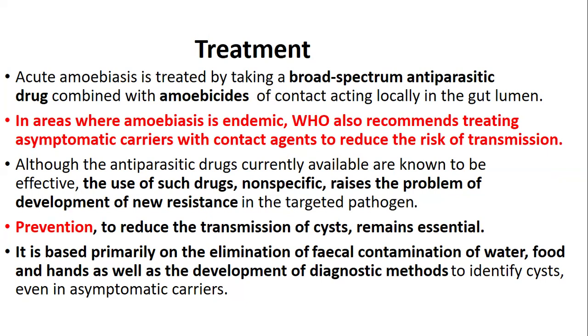Amoebiasis can be treated by taking a broad-spectrum antiparasitic drug combined with amebicides, which are contact-acting locally in the lumen. In areas where amoebiasis is endemic, WHO recommends treating asymptomatic carriers with contact agents to reduce the risk of transmission.